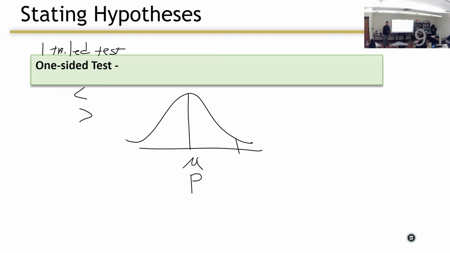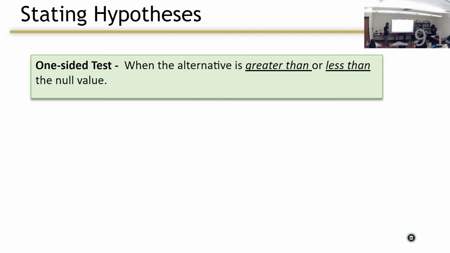Okay, with all that stuff, anytime you see a less than or you see a greater than, it's a one-tailed test. If it's greater than, it's a right-tailed. If it's less than, it's a left-tailed. When the alternative is greater than or less than, that's a one-tailed test or a one-sided test or a right-tailed or a left-tailed. And again, it's just terminology.